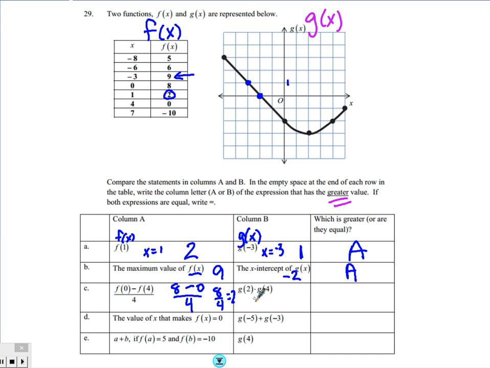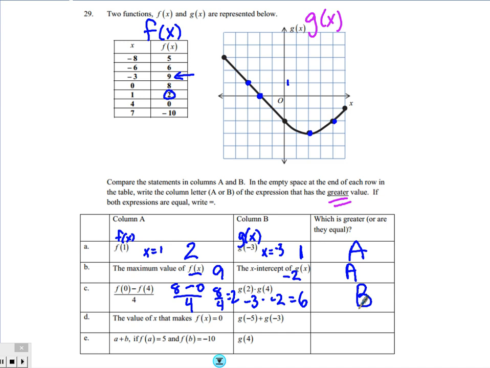Over here we have g of x, so g of 2. If x is 2, where is our function? Down here at negative 3. And then we need to multiply that to g of 4. At 4, we're at negative 2. So if I multiply negative 3 and negative 2, I get a positive 6. So which is larger, 6 or 2? Well, 6 is larger.